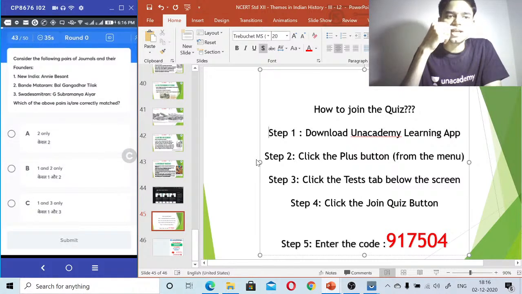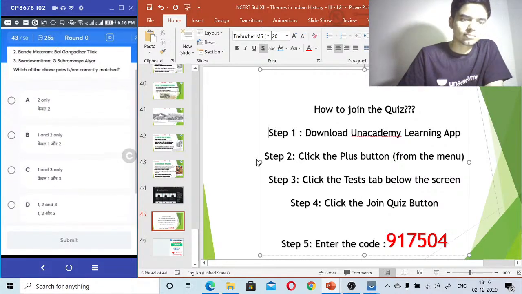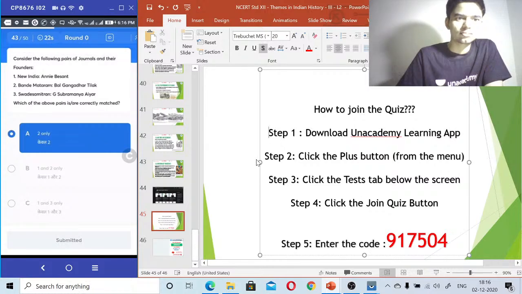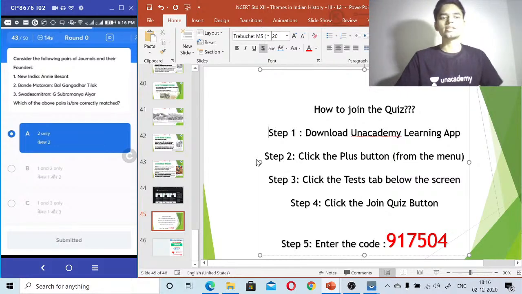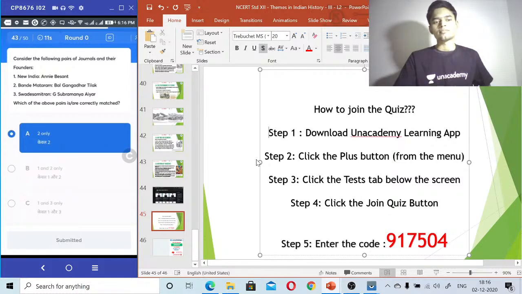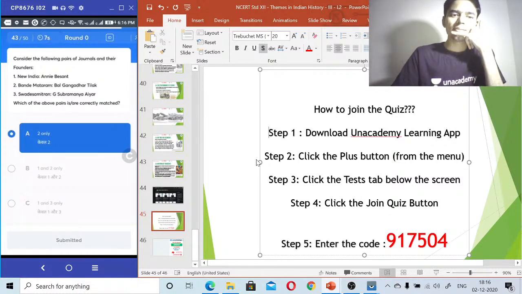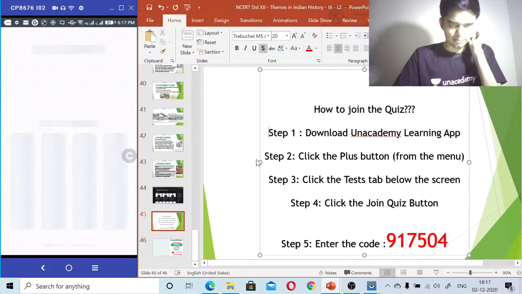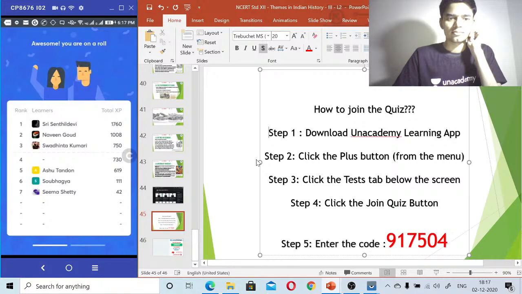Consider the following pairs of journals and their founders. New India, Annie Besant. Vande Mataram, Bal Gangadhar Tilak. Swadeshamitram, G. Subramanya Iyer. Choose the correct answer. Correctly matched pairs only, not the incorrect one. The answer that is marked is wrong. Vande Mataram is actually written by, is it Bal Gangadhar Tilak? New India by Annie Besant. Swadeshamitram, Subramaniam Iyer. So choose the correctly matched pairs. Okay, many of you got it wrong.